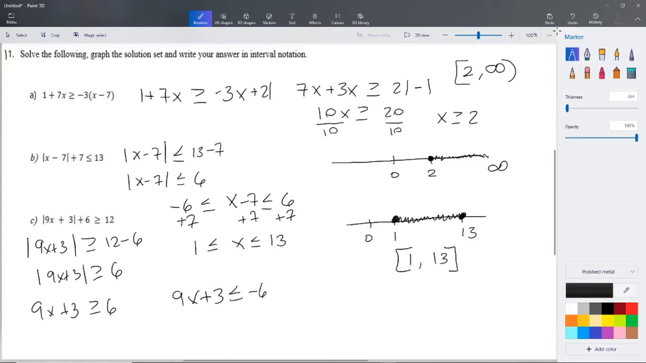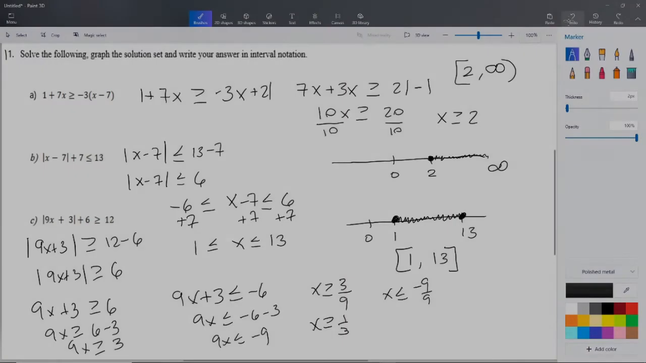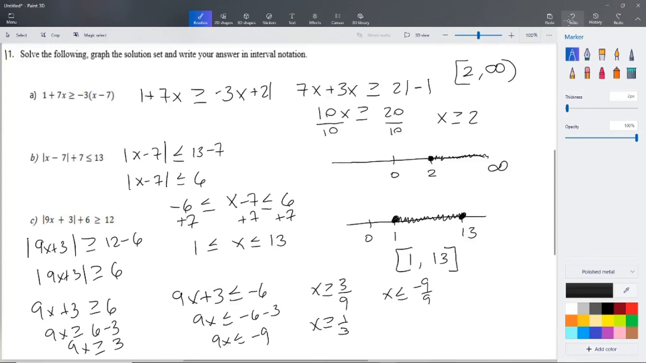All right, in both cases, we're going to move the 3 over, so it's going to be 9x by itself on the left. Here it's going to be 6 minus 3, 9x. Over here, we're going to have negative 6 minus 3. This has 9x less than or equal to negative 9. This has 9x greater than or equal to positive 3. Then we're going to divide 9 on both sides. So on the left-hand side, we're going to have x is greater than or equal to 3 over 9. We know that is the same as x is greater than or equal to 1/3. Now, on the right side here, we're going to have x is less than or equal to negative 9 over 9, which tells us x is less than or equal to negative 1.